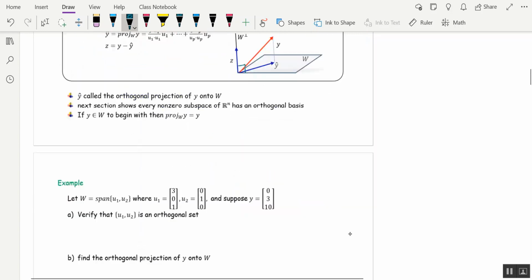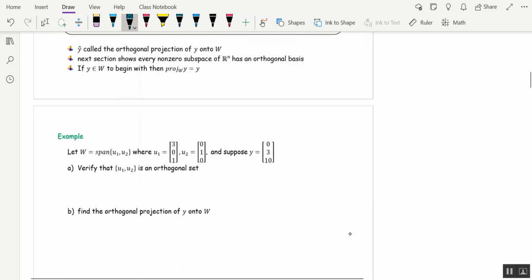So let's do an example. Now we've got W is the span of u1 and u2. Suppose y is 0, 3, 10. Verify that we can use the ODT. Are u1, u2 orthogonal? U1 dot u2 is indeed 0. So we can use the ODT. Find the orthogonal projection of y onto W.